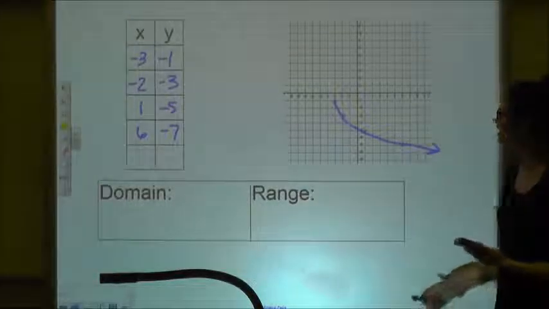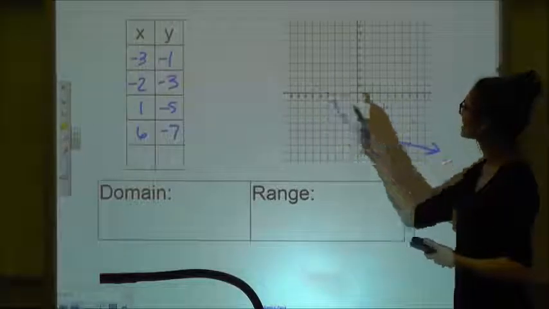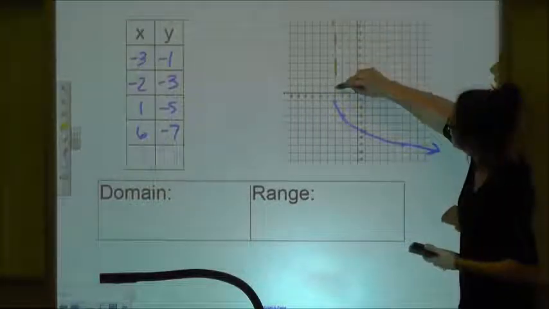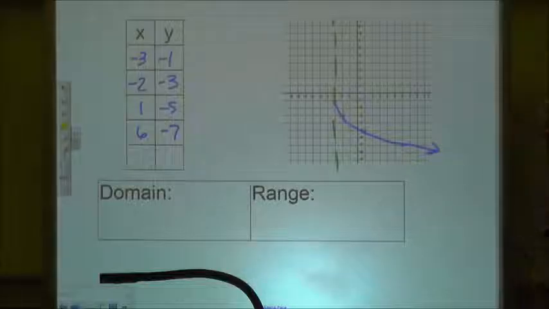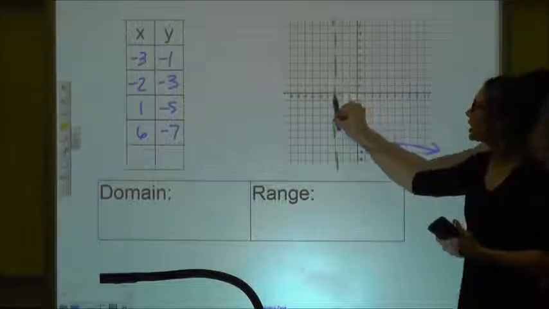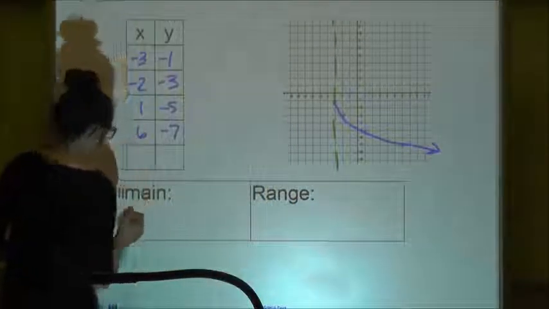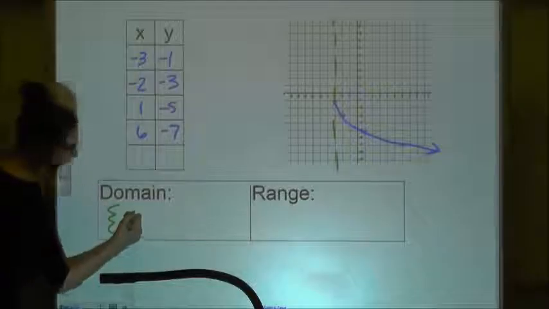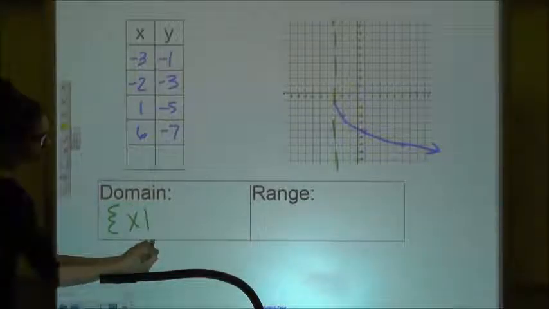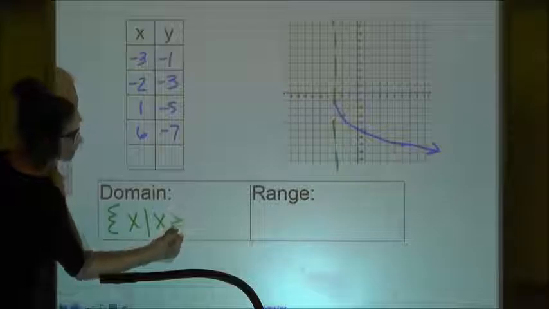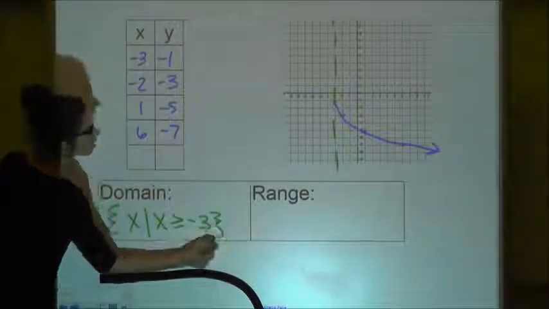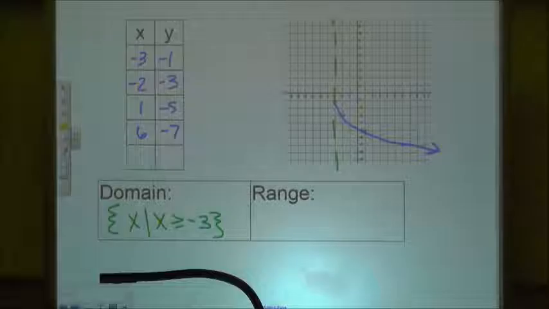Domain refers to x. So you look at your x-axis. This is the lowest x value you will have. All of your x values have to be greater than or equal to that number. So brace x, line, x has to be greater than or equal to -3. If you would have actually solved it, you would have done x plus 3 is greater than or equal to 0. Solve for x, you get x has to be greater than or equal to -3.